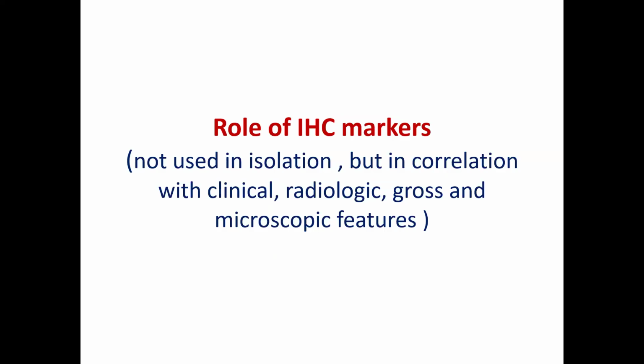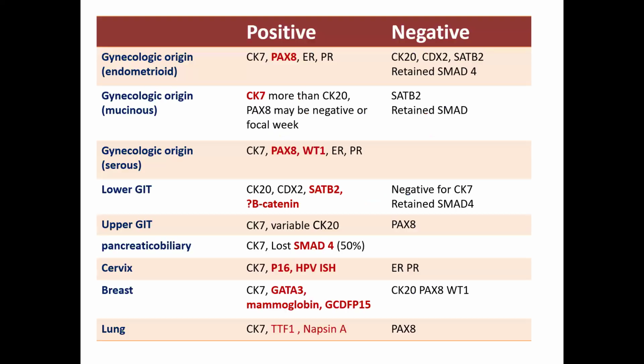This is very important to reach the correct diagnosis because it can be difficult to diagnose solely on the microscopic features or the IHC. And here are some of the IHC markers that can help in differential diagnosis. If I'm thinking of the lower GI, SATB2 is very helpful in differential diagnosis from the primary gynecological cancer. The upper GI does not have specific helpful markers.